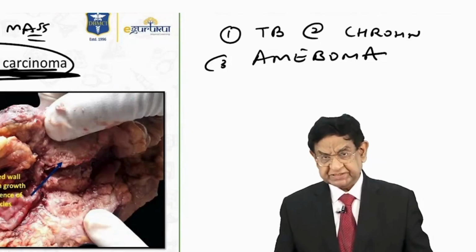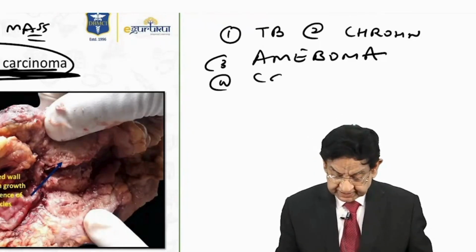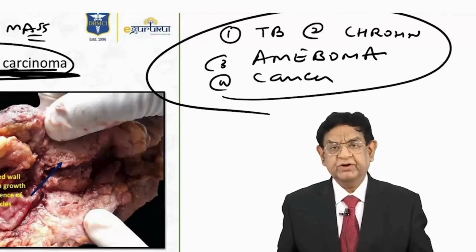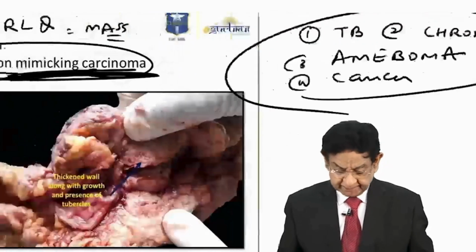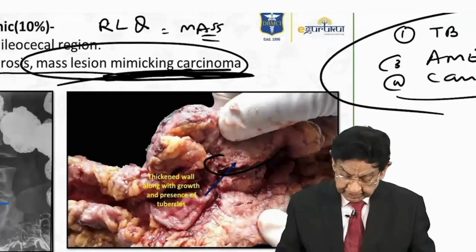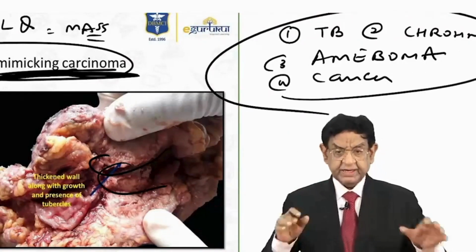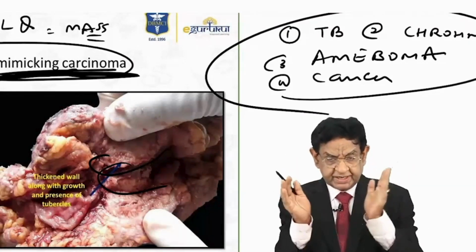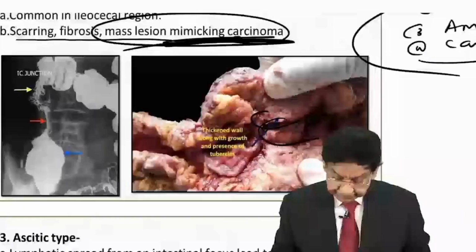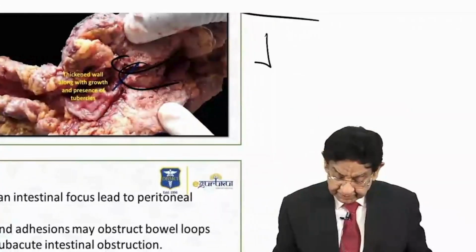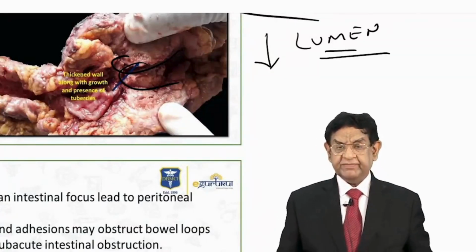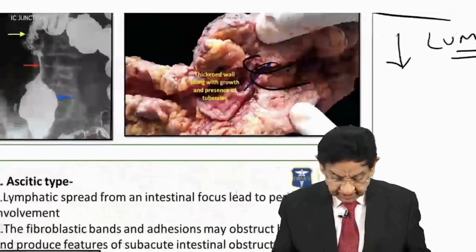Amoeba is due to amoebiasis, and of course cancer. They are the 4 important differential diagnoses of any important lump in the right hypochondrium. So now you can see it's all hypertrophied, and if they become hypertrophied, they are definitely going to reduce the lumen. Lumen will become narrow, and it will have some findings which I am going to discuss in a minute now.